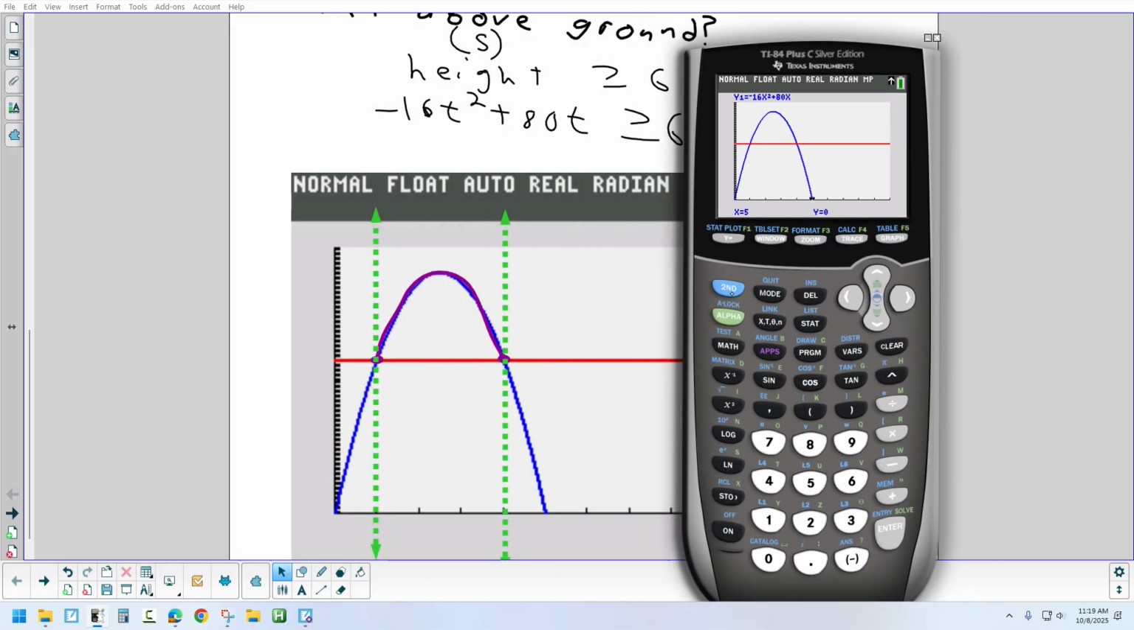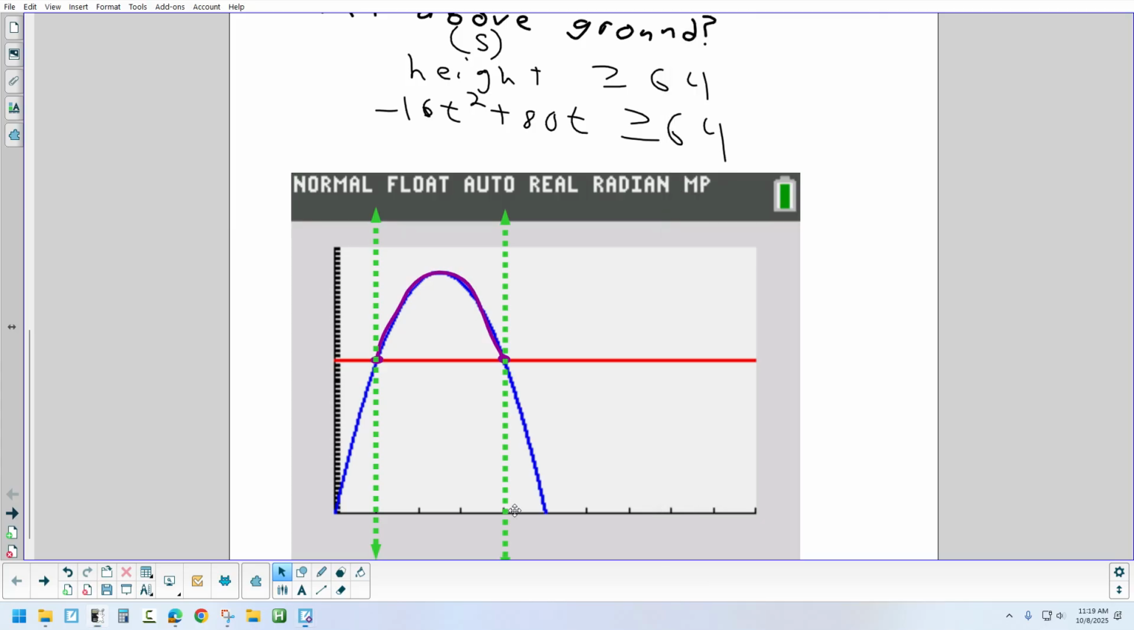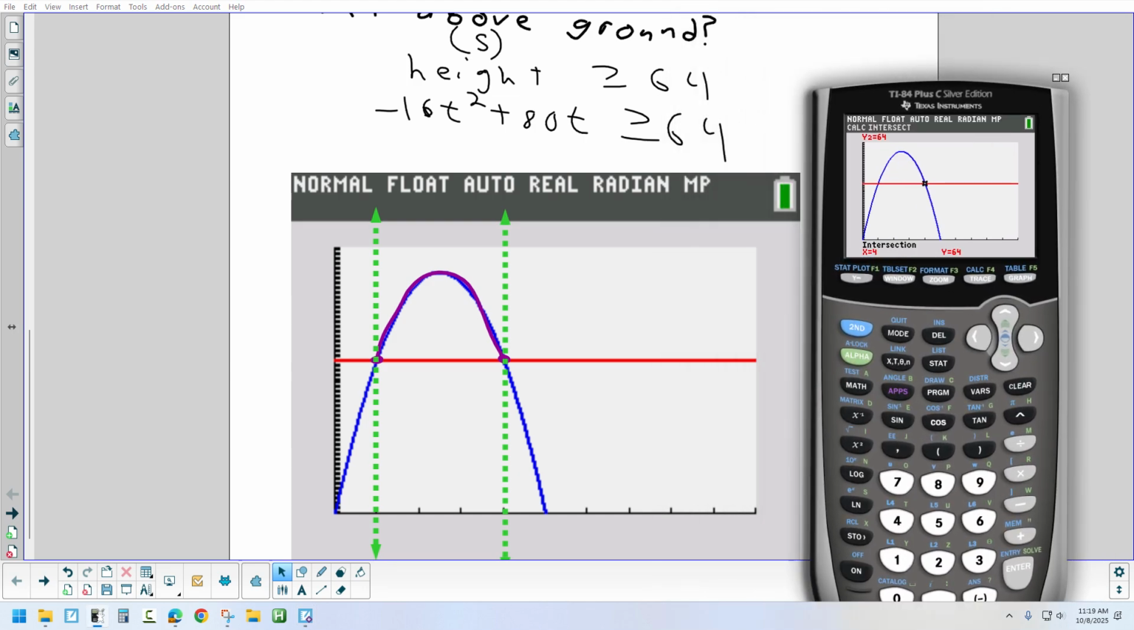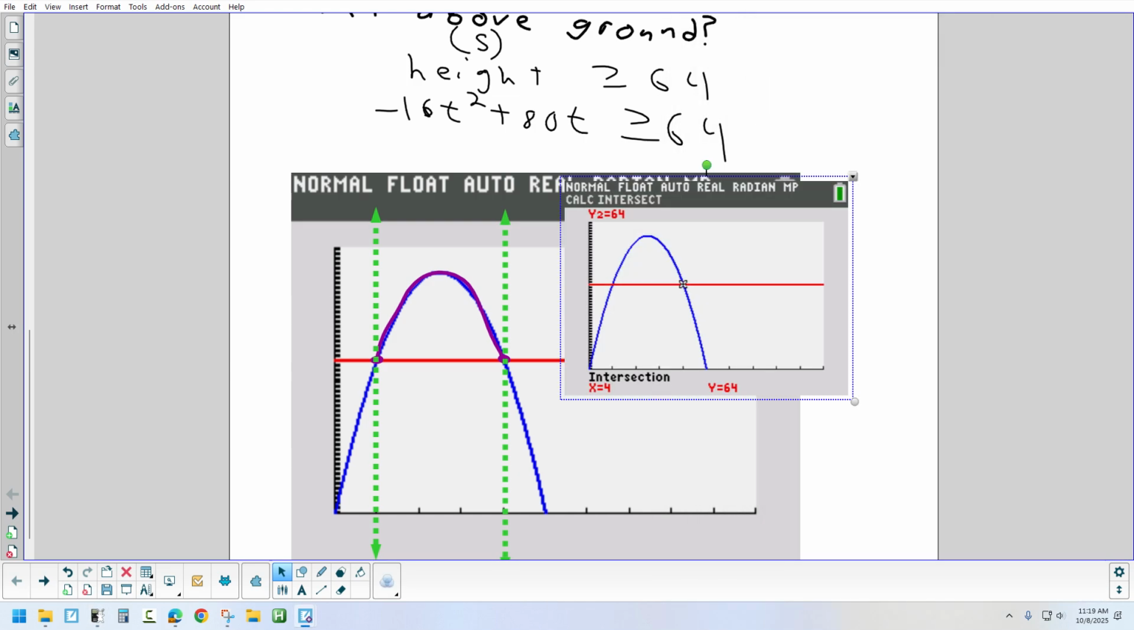Second calc, intersect. Okay, if I just hit enter 3 times, it'll give me one of them randomly, wherever my cursor is. So I get 4. That's the second one. And if I did intersect again, I would get 1. That's the first one. Okay, so we got our intersect.